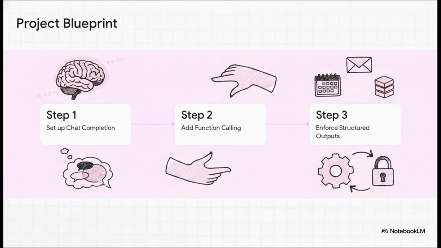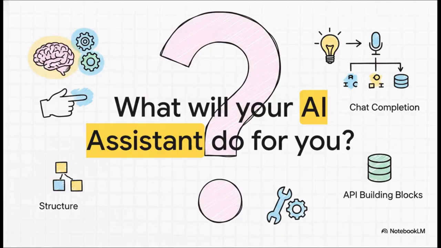Step 1. Set up chat completion so your assistant has a brain and you can communicate with it using the Responses API. Step 2. Add function calling, giving your assistant the hands it needs to interact with your calendars, emails, and data. Step 3. Enforce structured outputs, ensuring that when your assistant tries to use those hands, it does so accurately and reliably every single time. That's the formula. You now understand the underlying architecture of Day 6. You know exactly what chat completion, the Responses API, function calling, and structured outputs are designed to do. You are no longer just chatting, you are commanding.